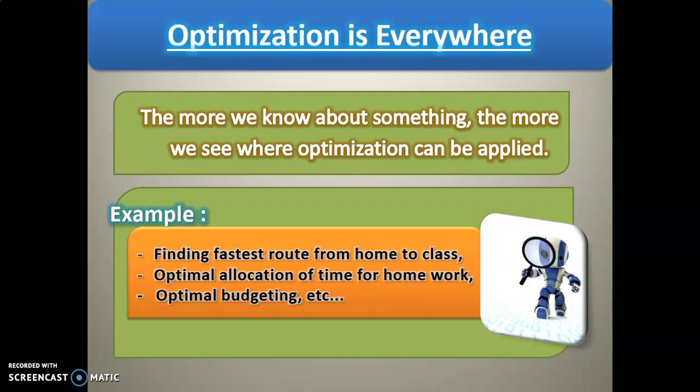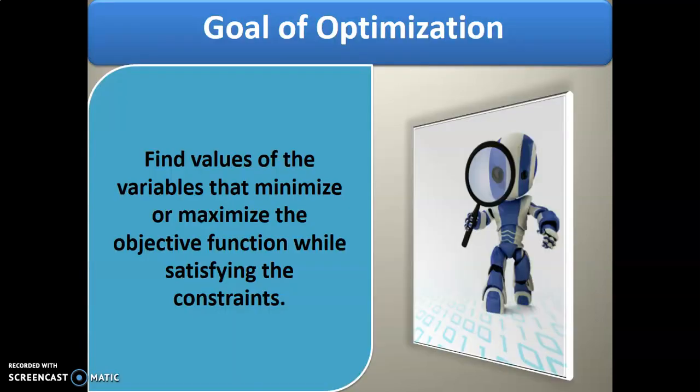Optimal budgeting: yes, we all make our home budget sometimes, or an office budget, or an event budget, and we want to make our budget optimal. The goal of optimization is to find values of the variables that minimize or maximize the objective function while satisfying the constraints. So what are the objective function and the constraints?